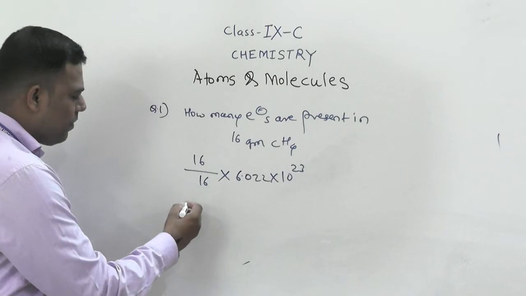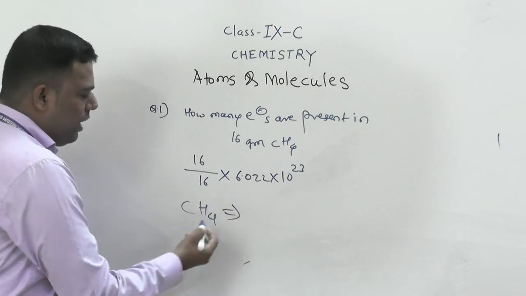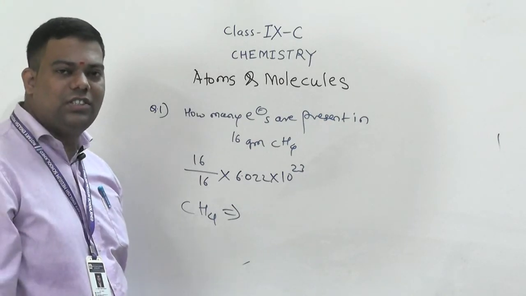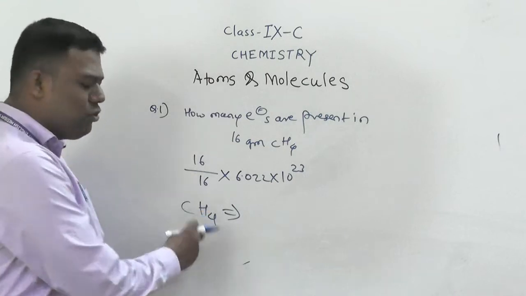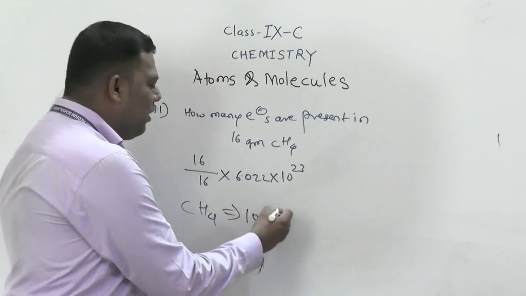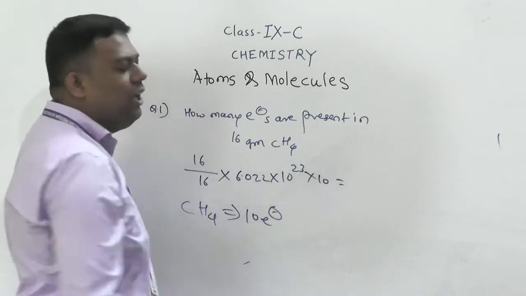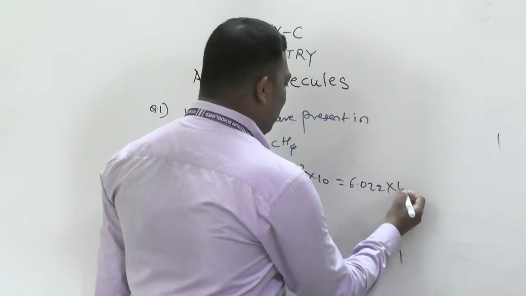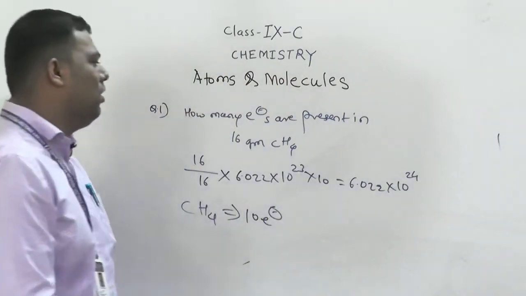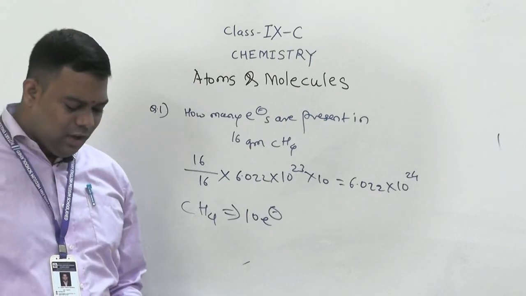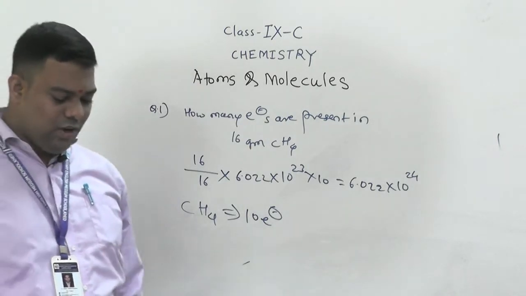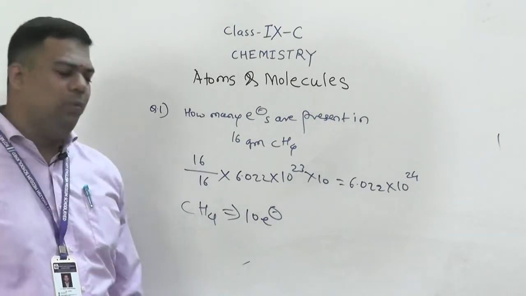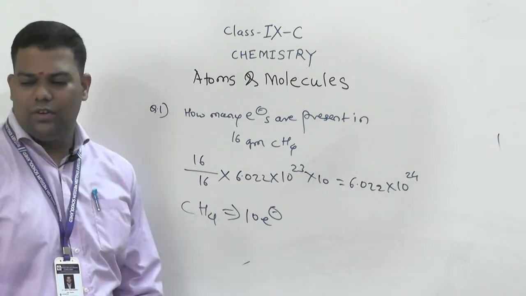So see here, CH4: carbon electrons how much? It's equal to their atomic numbers. We discussed this thing. So carbon 6 and hydrogen 4, so total 10 electrons. Multiply by 10, then you will get your answer: 6.022 into 10 raised to 24. Understood? So how many electrons are present in 16 gram of methane? The option is B, that is 6.022 into 10 raised to 24. Understood? So that is your first question.